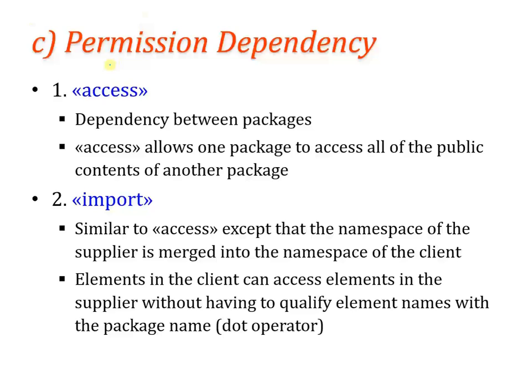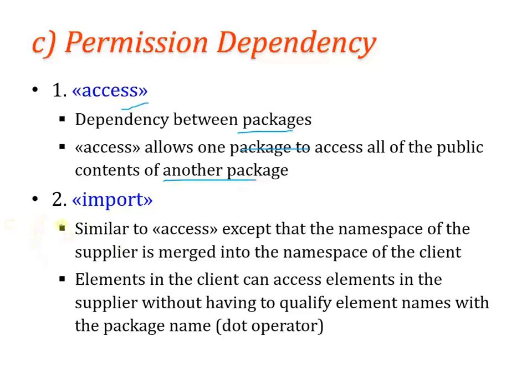The last category of dependency is called permission dependency. Again here there are multiple types. The first one is called access dependency. This arises between any two packages. For example, access dependency allows the classes of one package to access the elements of another package.